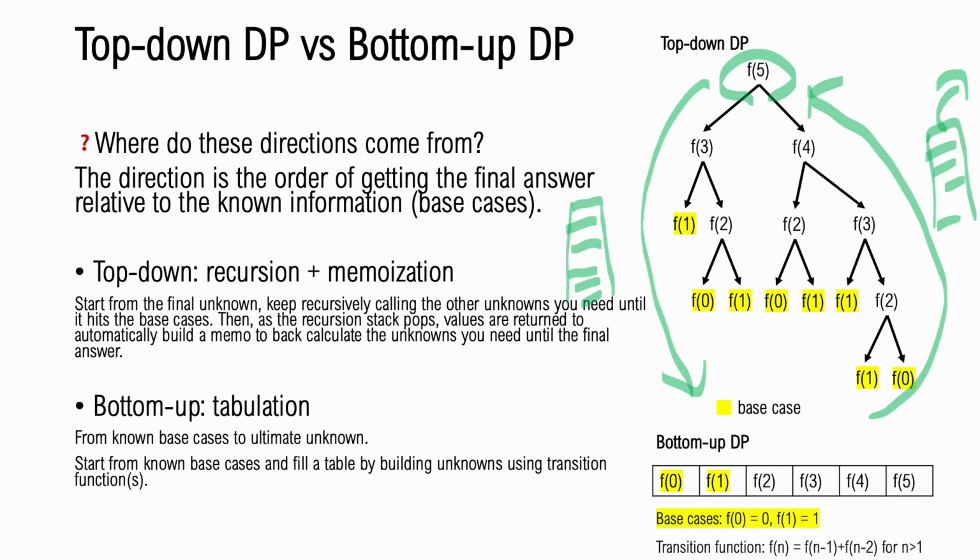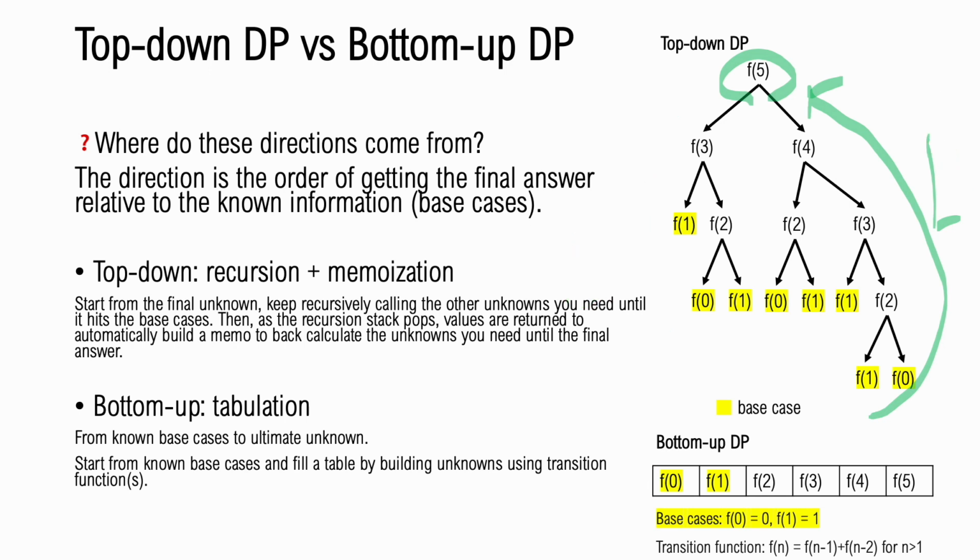The recurrent stack will pop to help you automatically build the table or the notebook you need. But in the bottom-up tabulation approach, you will not use recurrent, and there will be no recurrent stack. Instead, you will just rely on the transition function. You start from the base cases you already know, and you directly keep building a table of the sub-problems until you reach the final answer you need.